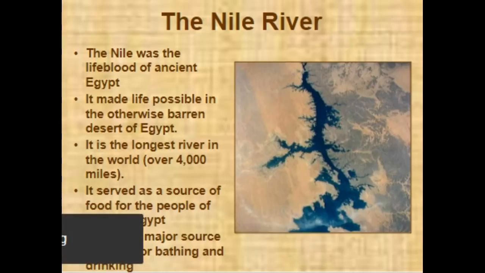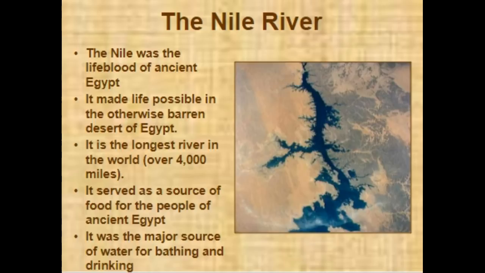The Nile was the lifeblood of ancient Egypt. It made life possible in this otherwise barren desert of Egypt. It is the longest river in the world, with over 4,000 miles of water flowing north into the Mediterranean. It served as a source of food for the people of ancient Egypt. It was the major source of water for bathing and drinking.